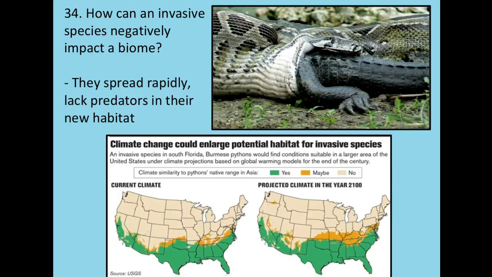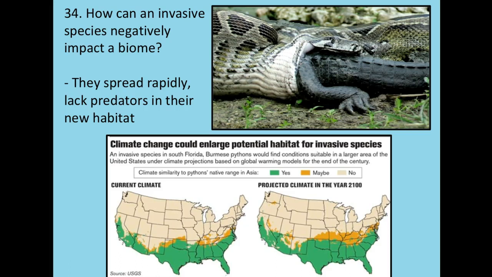34, how can invasive species negatively impact a biome? An invasive species is not going to be native to that area. Invasive species a lot of times are going to spread rapidly. They're not going to have natural predators because they're in a new habitat, in an area where they don't naturally live.